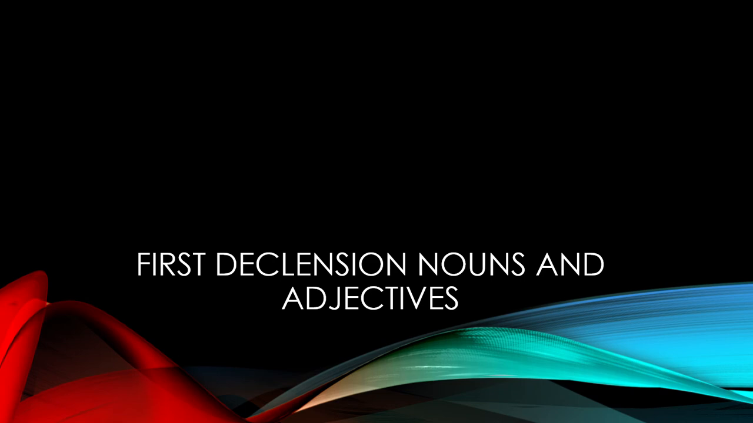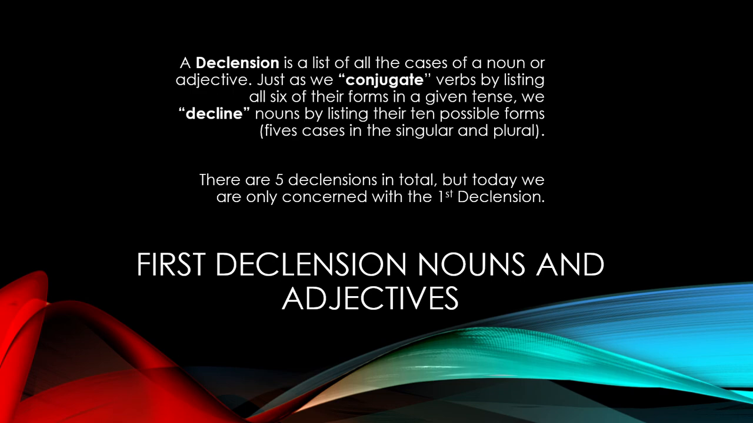To form a noun in every case is to decline a noun, just like to conjugate a verb is to form the verb in every given tense. A declension is a list of all the cases of a noun or adjective. There are 5 declensions in total, but today we are only concerned with the first declension. Nouns have genders in Latin, just like they do in English, and for the most part, nouns in the first declension are feminine, with a few notable exceptions. We'll get into these exceptions in a minute.